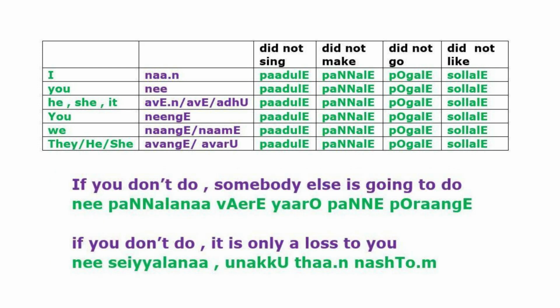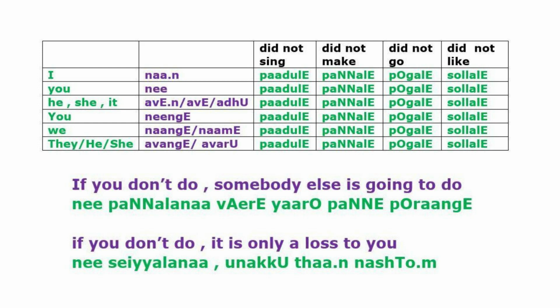If you don't do it, somebody else is going to do it, which means you're offering the job to someone and then you're saying that if you're not going to do it, someone else is going to do it. Ni pannalana, if you don't do, வேற யாரோ பண்ண போறாங்க, someone else is going to do it. நீ பண்ணலனா வேற யாரோ பண்ண போறாங்க.